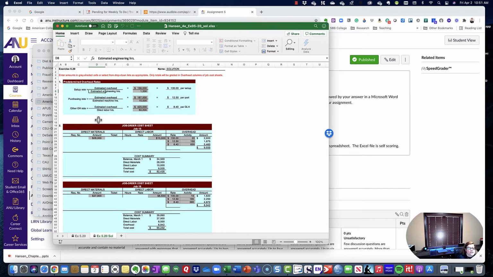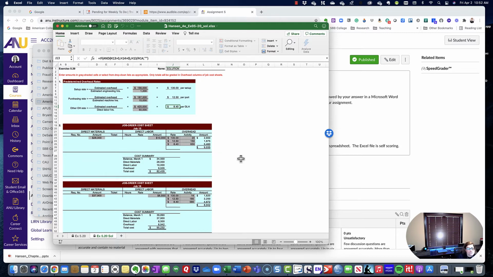You see that each rate, for example the setup, the purchasing, and the other overhead rate, has a different measure. For the setup rate, we're taking our estimated overhead that's given and dividing it by 1,200 estimated engineering hours. Then for the purchasing rate, we have an estimated overhead of 187,500, and we're going to divide that by the activity driver, which is 15,000 estimated machine hours. That gives us $1,250 per part. And lastly, for our other overhead rate, we take the estimated overhead and divide it by the direct labor hours. So that would be 420,000 divided by 50,000 to come up with a rate of $8.40 per direct labor hour.